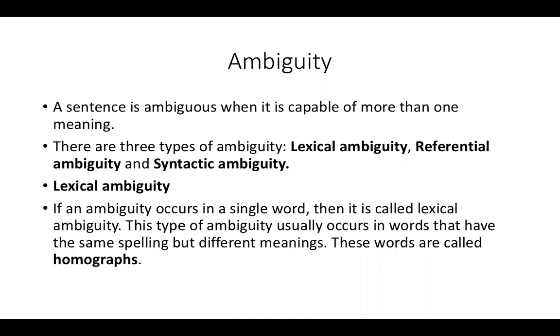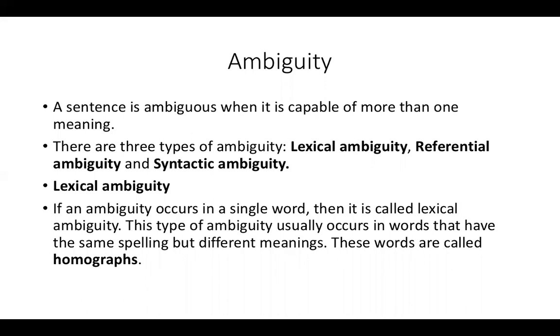A sentence is ambiguous when it's capable of more than one meaning. So there are three types of ambiguity. We have lexical ambiguity, referential ambiguity, and syntactic ambiguity. Now, lexical ambiguity: if an ambiguity occurs in a single word, then it is called lexical ambiguity. This type of ambiguity usually occurs in words that have the same spelling but different meanings. Such words are called homographs.